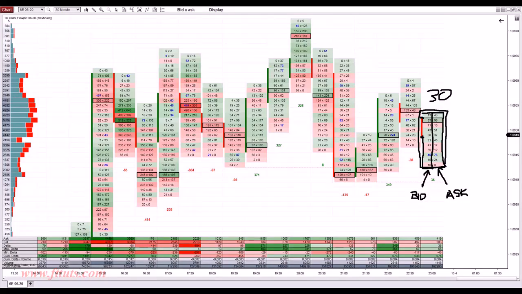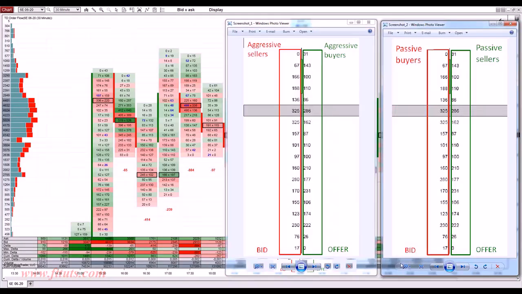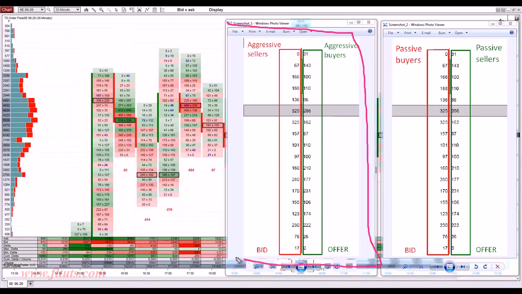Now let me open up two screenshots because there is one really important thing which you need to understand before you start trading with the order flow. This is essential, so if you don't get it at the first try, then I suggest you watch this part again because it is really essential. Alright, so let's first have a look at this first screenshot.